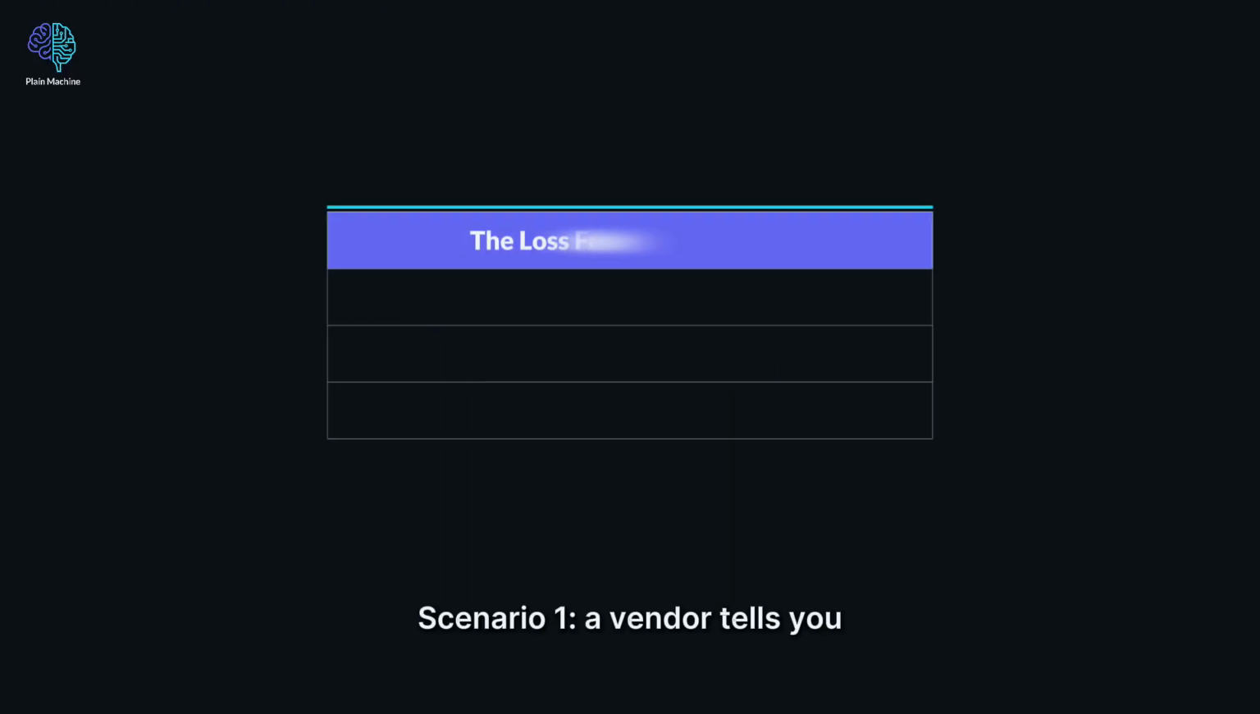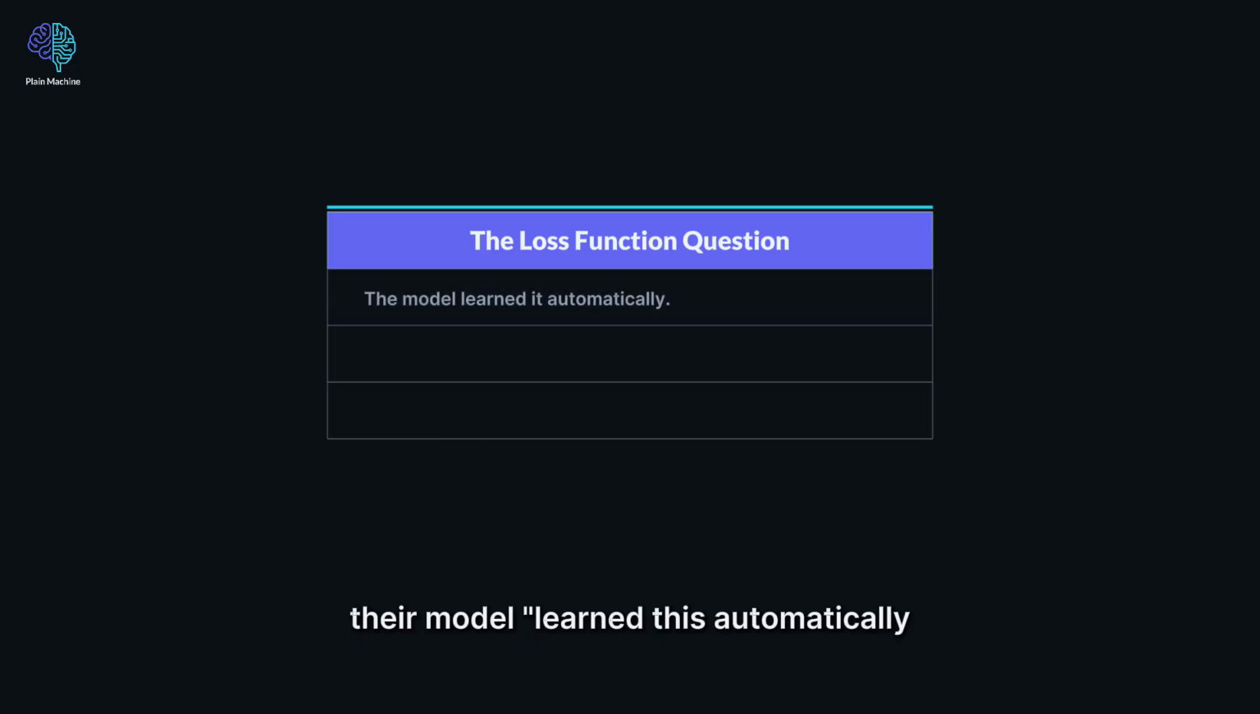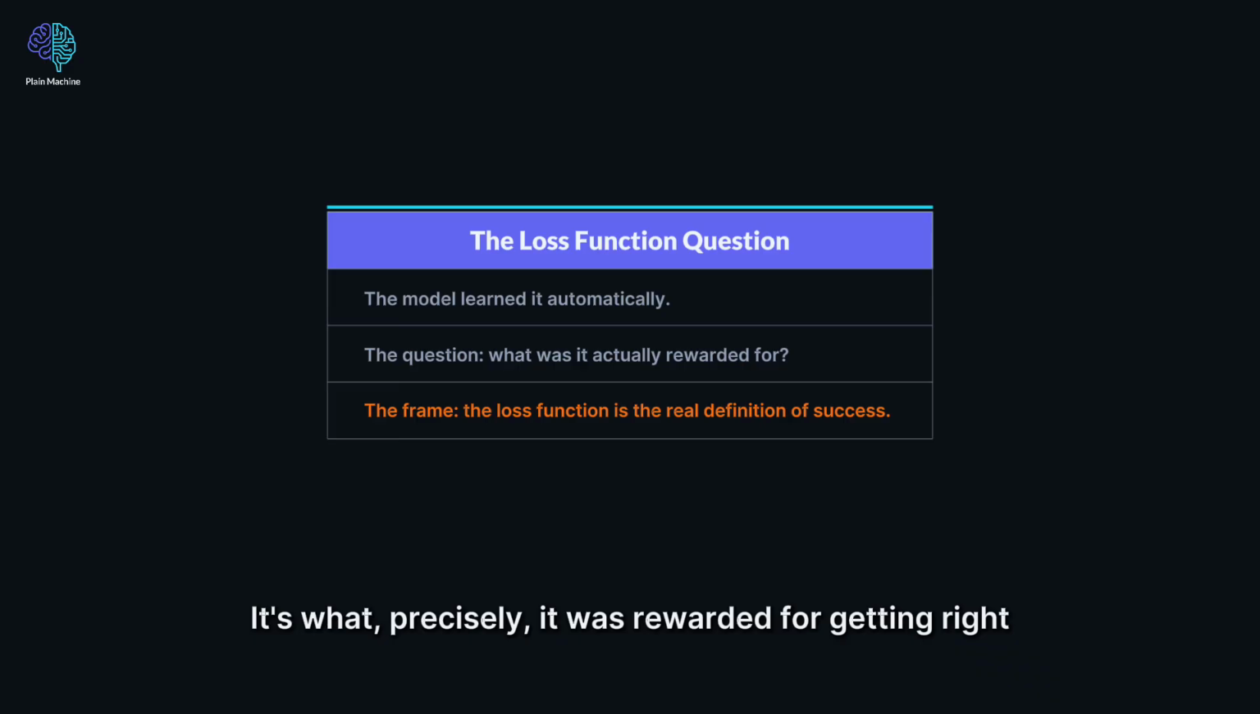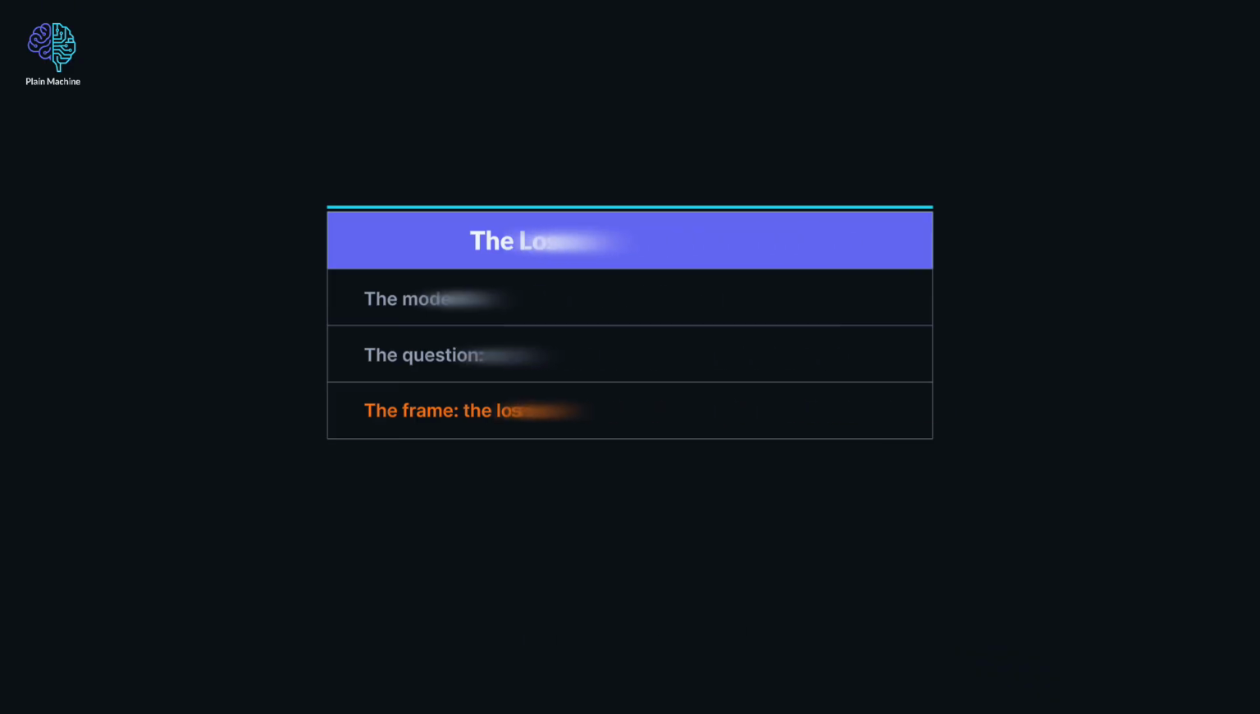Scenario 1. A vendor tells you their model learned this automatically from data. That's backpropagation running underneath, but it's only ever optimizing one specific thing, whatever the loss function was actually set up to measure. If the loss function measures the wrong thing, or a proxy for what you actually care about, the network will become extremely good at that proxy and confidently wrong about the thing you assumed it was learning. The right question isn't whether the system learned, it's what precisely it was rewarded for getting right during training.